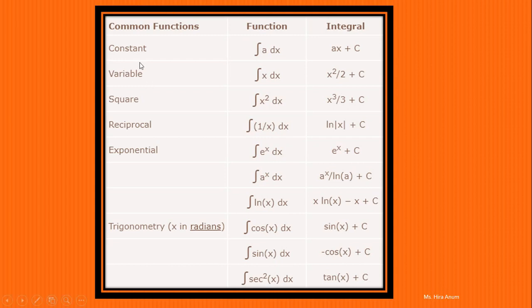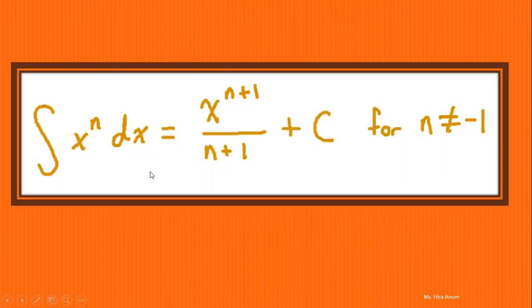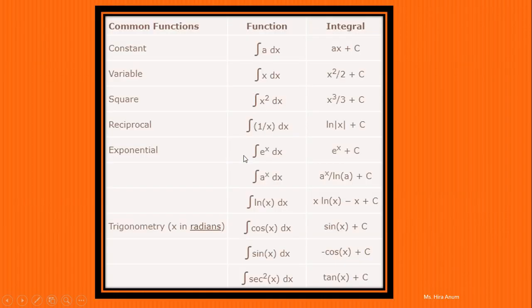Here are some functions. The integral of a constant a is ax. For the variable x, it becomes x squared over 2, because 1 plus 1 is 2. For x squared, the power plus 1 gives 3, over 3. The new power goes in the denominator. For the reciprocal 1 over x, it becomes ln x. For exponentials, the integral of e^x is e^x, and the integral of a^x is a^x over ln a.